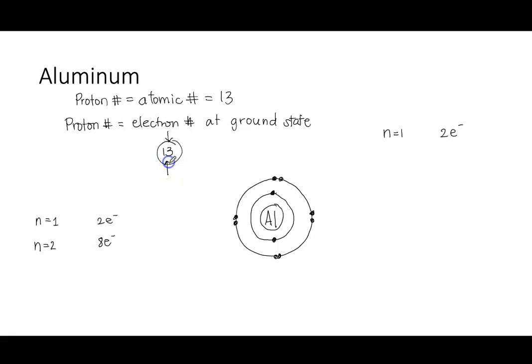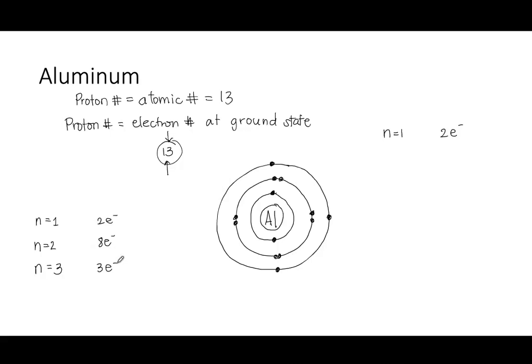However, I need 13. So what that means is I need to create a brand new principal energy level of 3. Remember, we're already at 10, so all I need to do is add 3 more. So 1, 2, and 3. So for this particular element, n equal to 3, I only have 3 electrons. So I have 13 electrons in this picture.